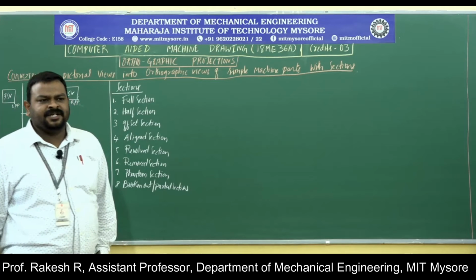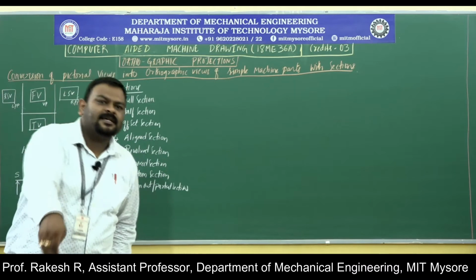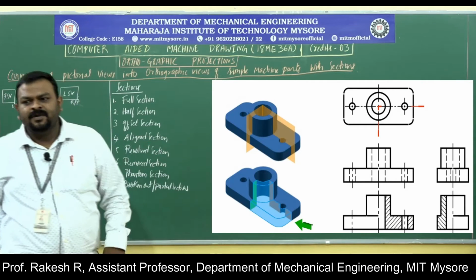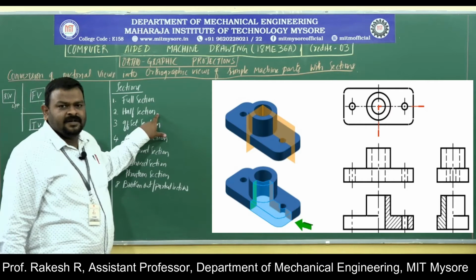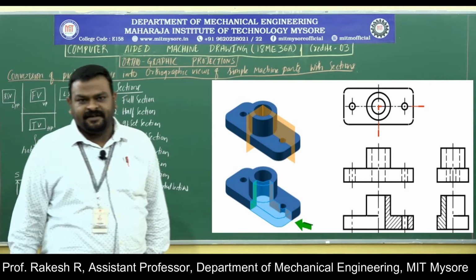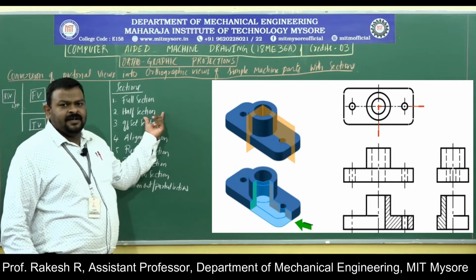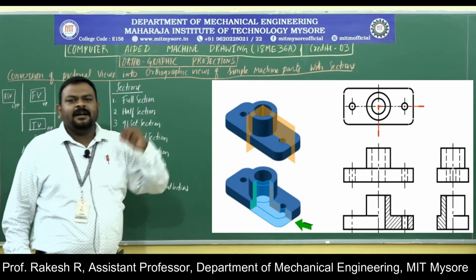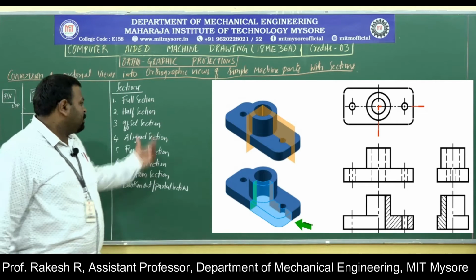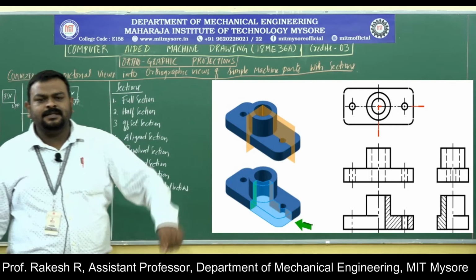Second one is half section. The name itself indicates half. That means already there is a cut solid, and for that you are introducing a cutting plane. So in case of half section, there are two cutting planes which are orthogonal to each other, or perpendicular to each other. In half section, the symmetrical objects will be cut. We cannot use other unsymmetrical components for half section. We have to use only symmetrical objects.